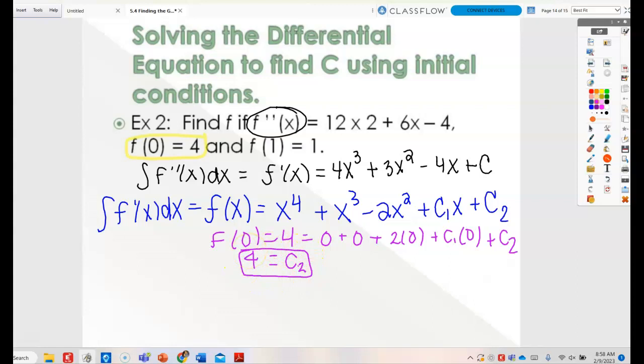So if I know c sub 2, and I have a second initial condition, I can now plug f of 1 in.